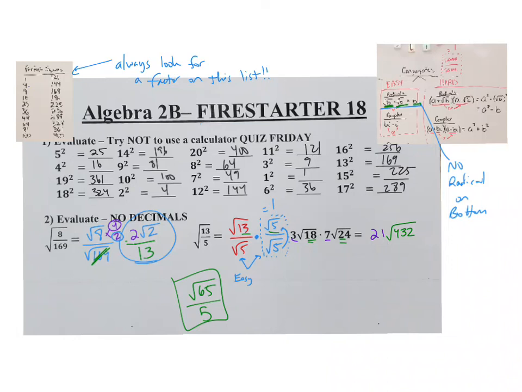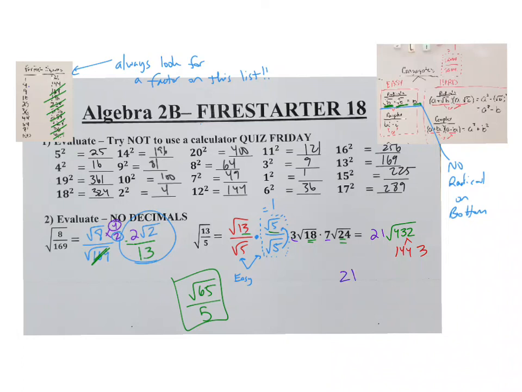I'm just going through my list. I'm trying to find something that goes into 432. So I'm just starting here, going through this list and dividing in my calculator. So I do 432 divided by all those numbers. And I get 432 divided by 144 is 3. So this is 144 and 3.